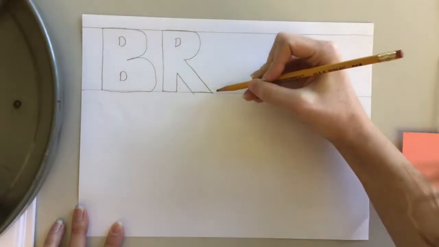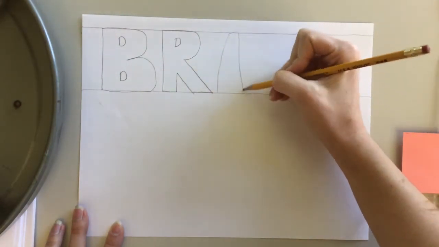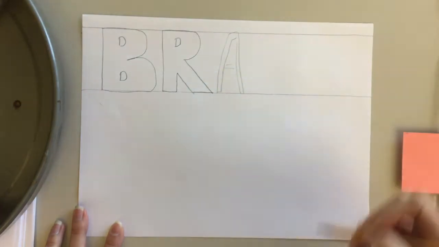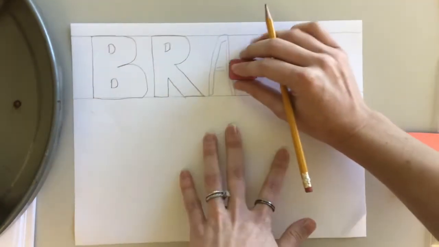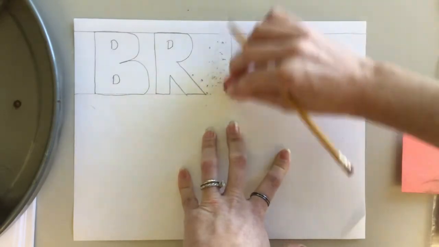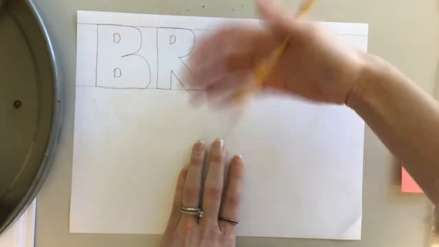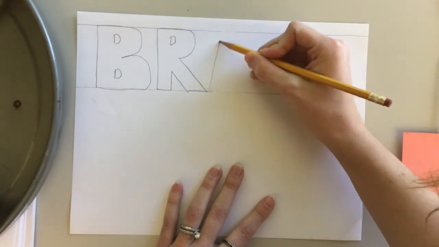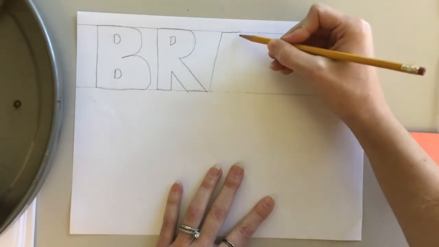What I don't want to see is this. This is way too skinny. You don't want your letters to be that skinny because you won't have any room to color inside of them. Also, we are using all capital letters, so be sure to use capital letters when you go to draw your word.